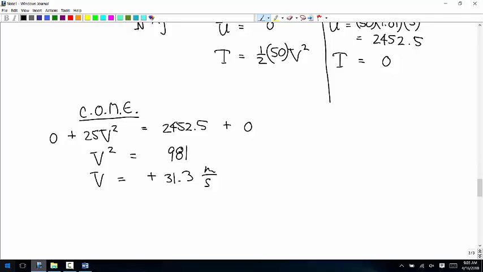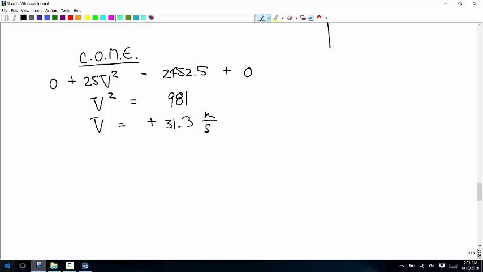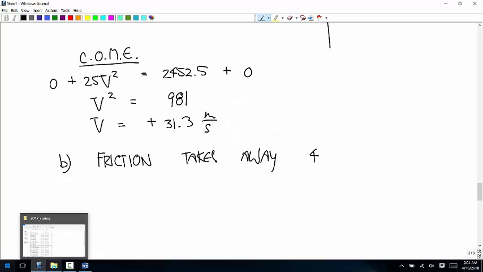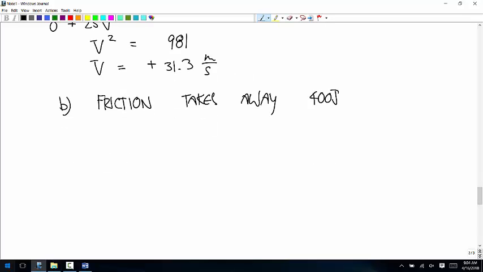Okay, now part B, there is friction. So now friction takes away 400 joules, I think, 400 joules of energy. Okay, so let's think about the free body diagram here.